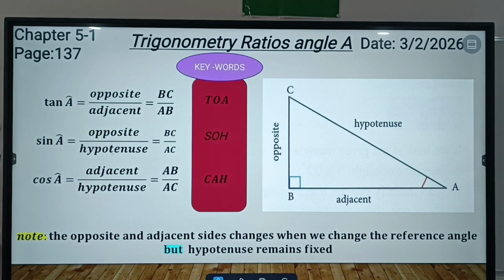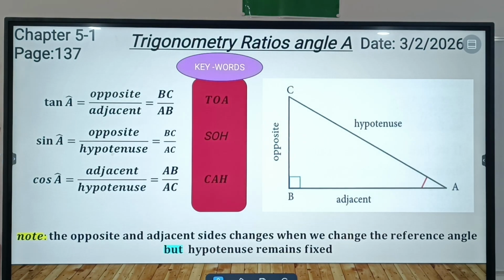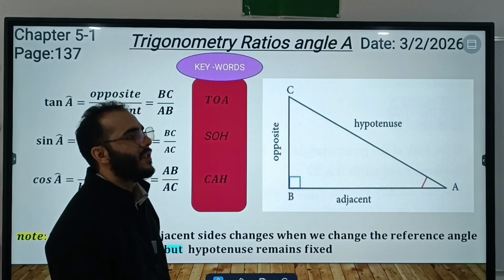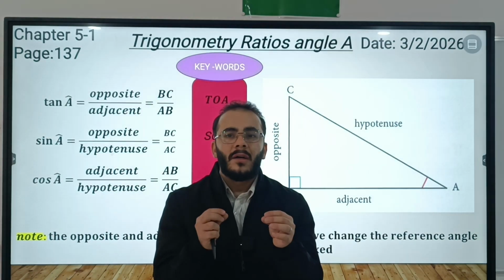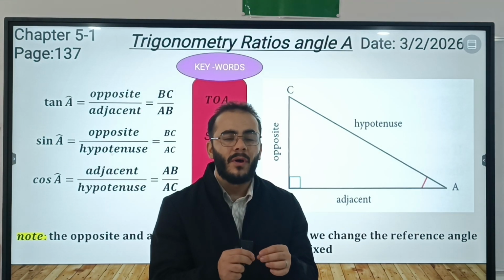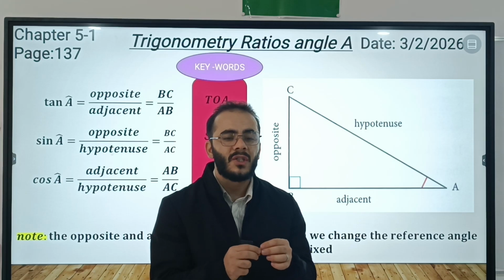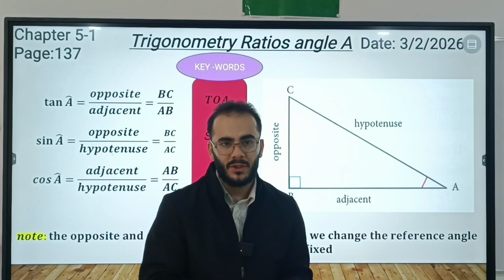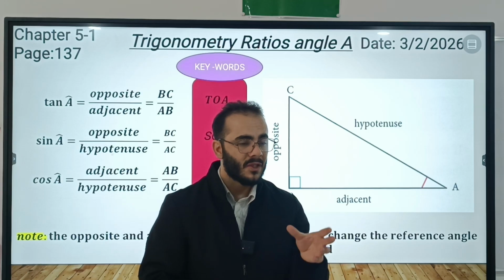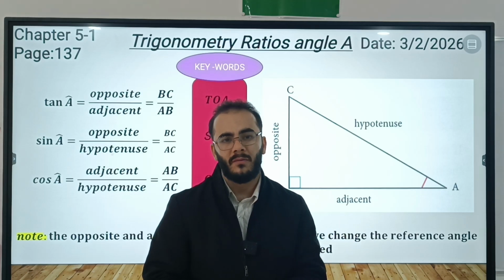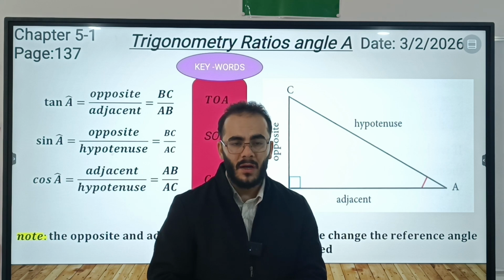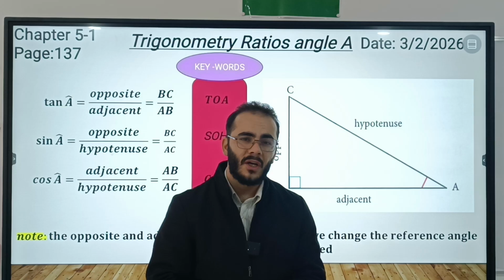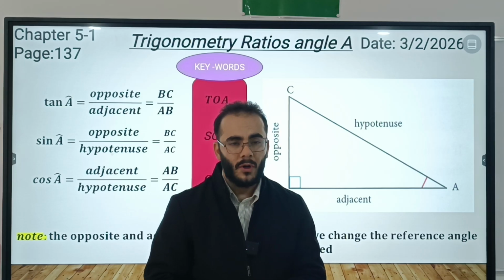Perfect. There is a note here. It says that the opposite and adjacent sides change when we change the reference angle, but the hypotenuse remains fixed. Simply, based on the angle that we are dealing with, the adjacent and opposite sides change, but the hypotenuse will never ever change, because it's exactly the side opposite the 90 degree angle. That's why the hypotenuse doesn't change, but the opposite and adjacent sides, based on the angle, are going to change.